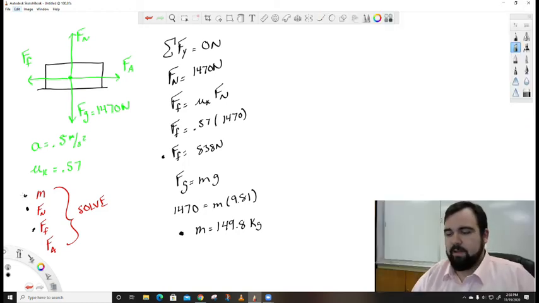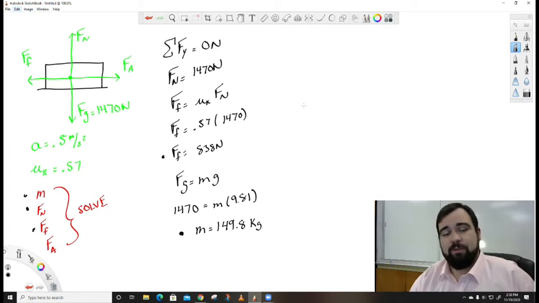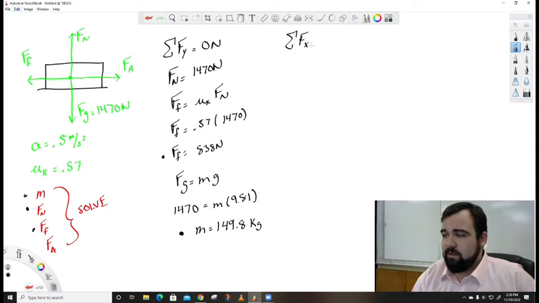So now we have mass. Mass is 149.8 kilograms for that sculpture. Now with the mass, we can figure out the net force because we know what the sculpture's acceleration is. So now we can find out F net in the x direction. That is equivalent to MA.